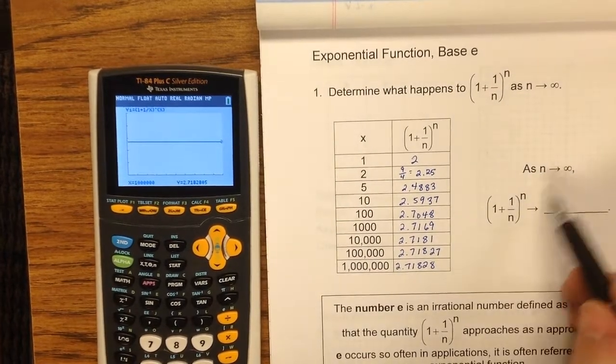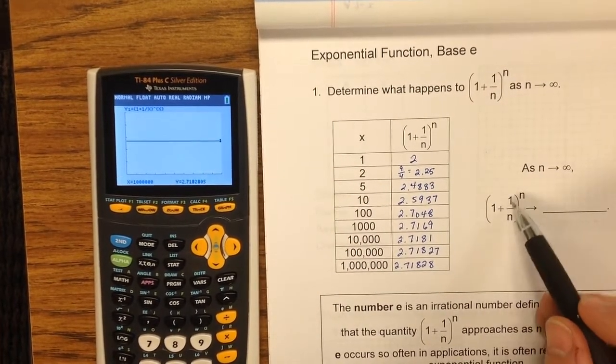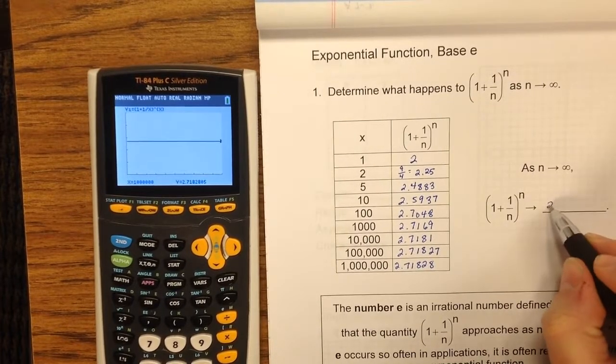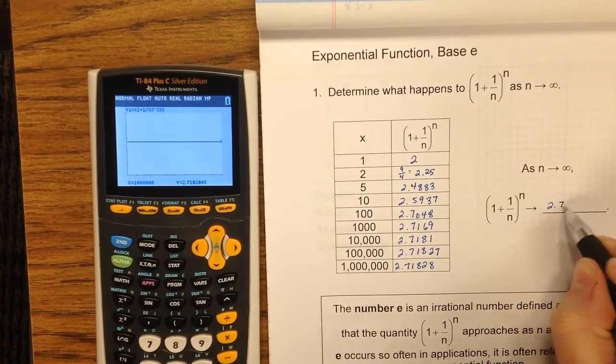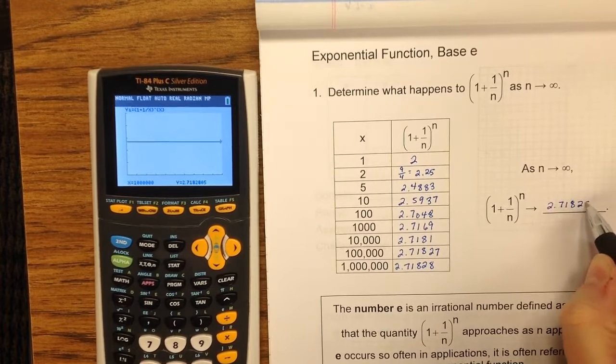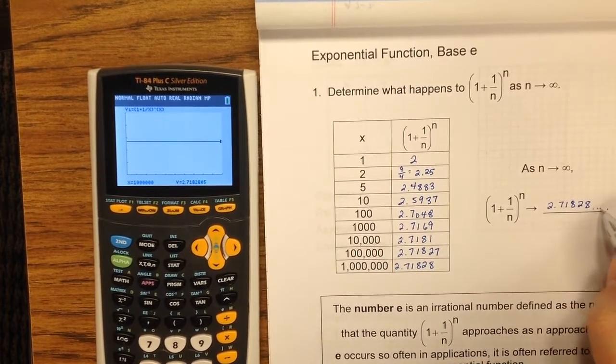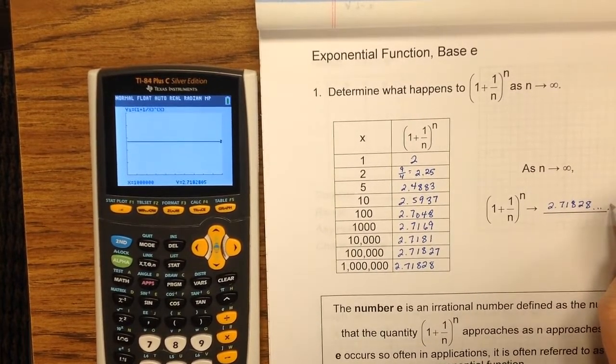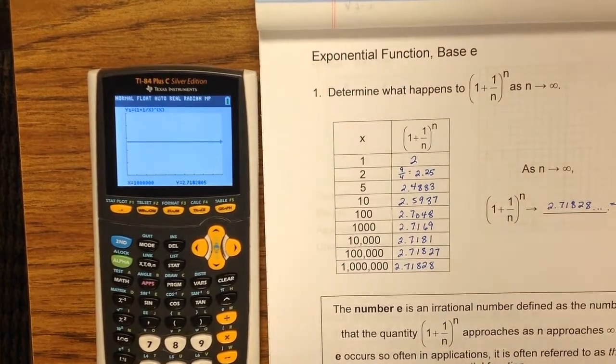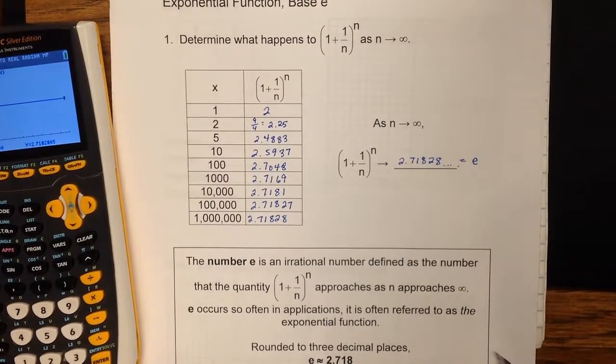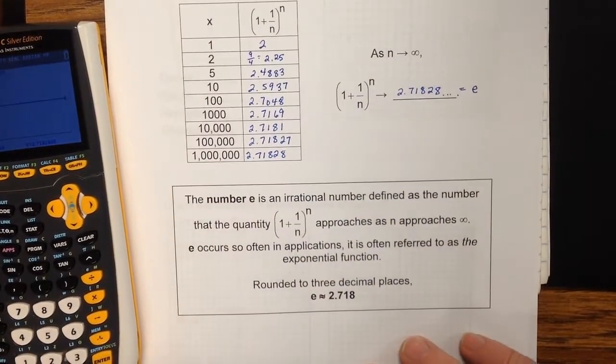Okay. So as n approaches infinity, 1 plus 1 over n to the nth power approaches approximately 2.71828. And there's going to be some other numbers there, and we call this number e. As I was saying, we call this number e. Down below we have a little bit of an explanation.